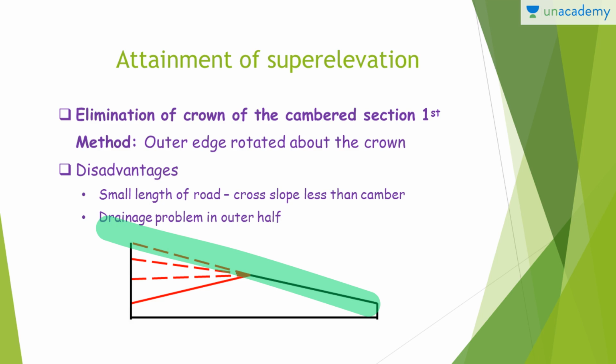Okay, so what are the disadvantages of this type of attainment of superelevation? Well, the first one is that the cross slope is less than camber in a small length of road, and also there is a drainage problem in the outer half. So you have a drainage problem and also the road length is quite small.